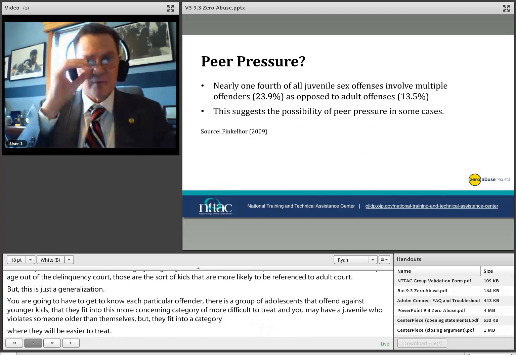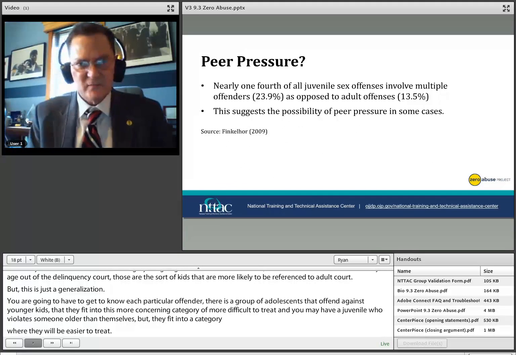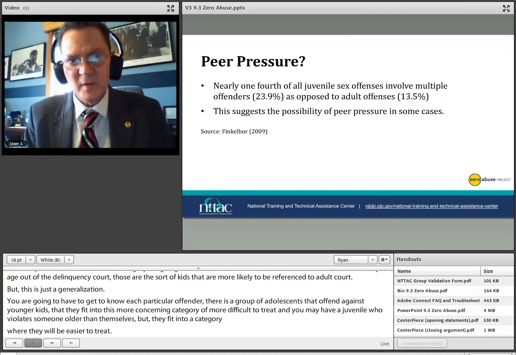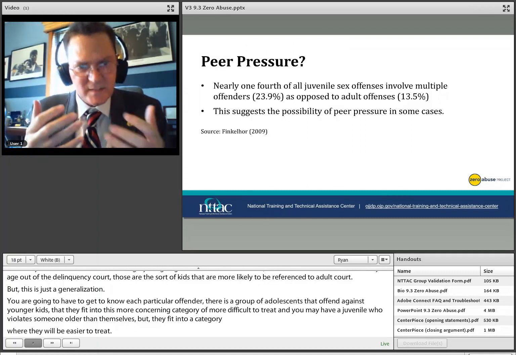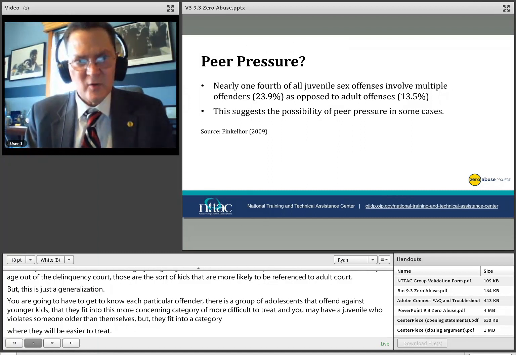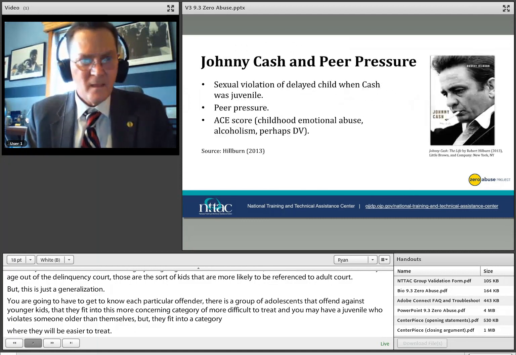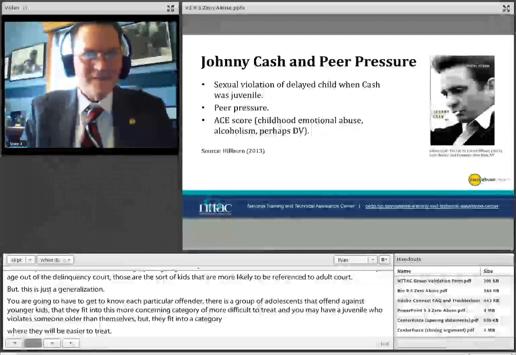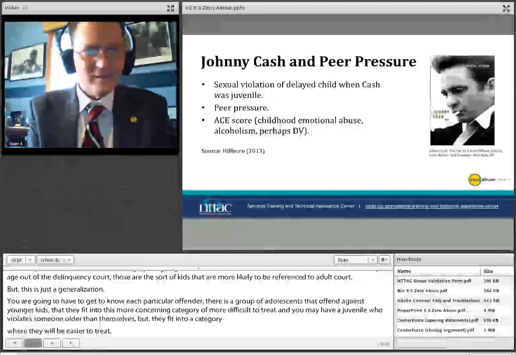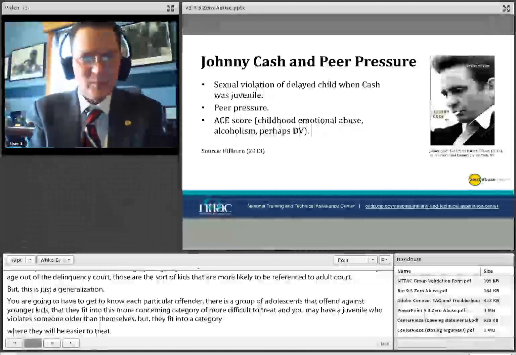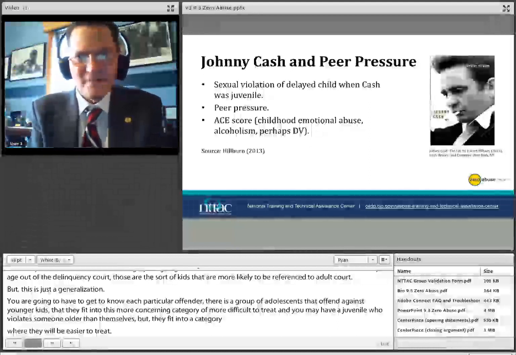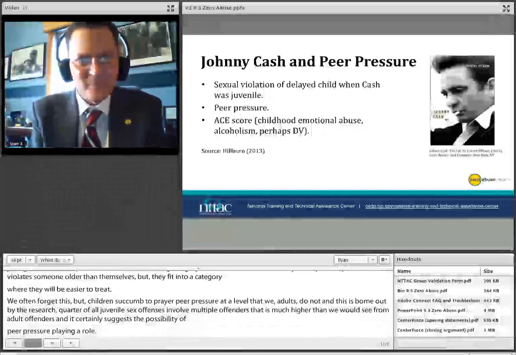We often forget this, but children succumb to peer pressure at a level that we adults do not. And this is borne out by the research. About a quarter of all juvenile sex offenses involve multiple offenders. That's much higher than we would see from adult offenders, and it certainly suggests the possibility of peer pressure playing a role.